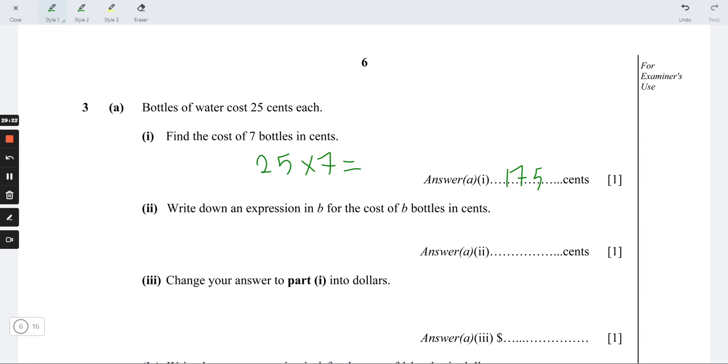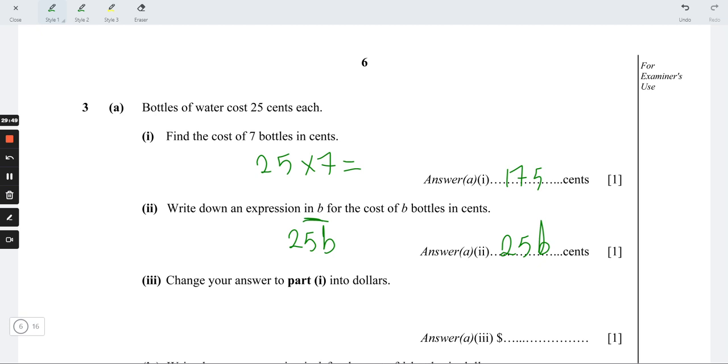Okay, now write down an expression in B for the cost of B bottles in cents. They need the cost, so 25 times B. So this is our expression: 25B, 25 times B.